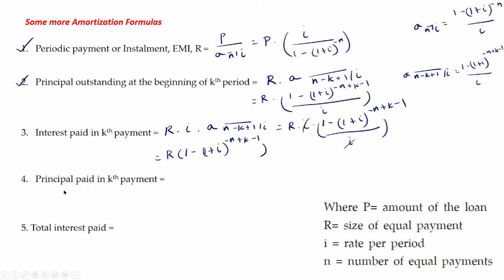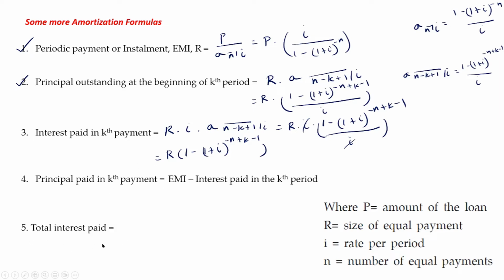And next we have the principal paid in the kth payment. EMI consists of principal and interest. The interest that is paid in this kth payment, we can use this formula to find. The principal paid can be calculated using the difference between the EMI and the interest paid. So principal paid in the kth payment is given by EMI minus interest paid in the kth period. Using this formula, we can find the principal amount which is contained in this kth payment.